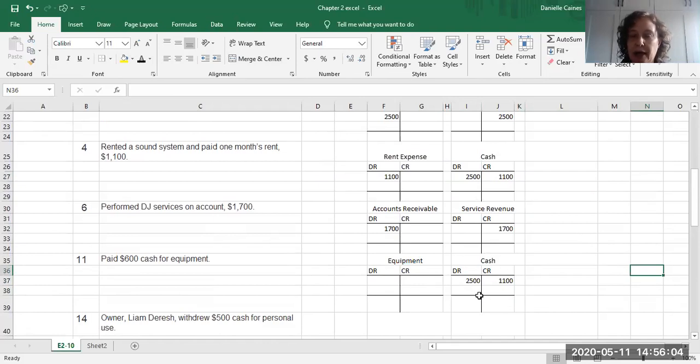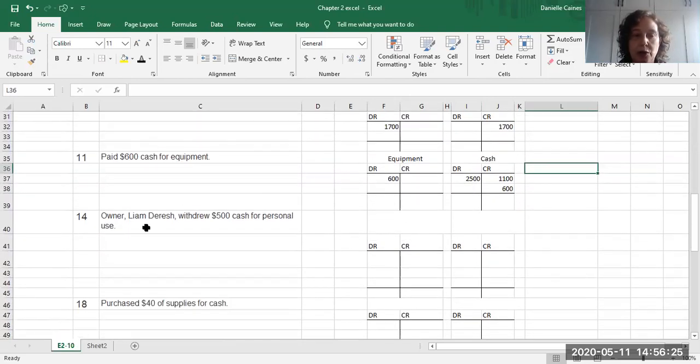So cash, we already had $2,500 debit, and we had $1,100 credit. But in this entry, we're increasing our equipment, so we're going to debit this asset, $600, and we're reducing our cash. We're crediting our cash for $600. Again, we have a debit and we have a credit, so we're in balance.